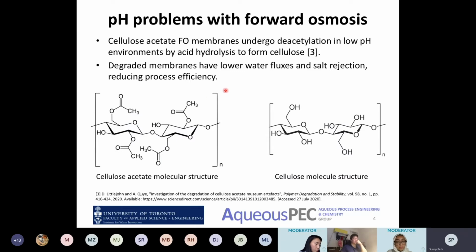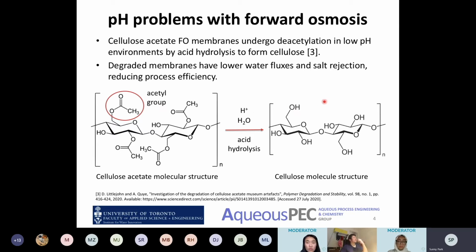Currently, low pH forward osmosis membranes are an unexplored area of membrane technology. Most FO membranes are made of cellulose acetate, which when exposed to low pH environments undergoes degradation. This happens as a result of acid hydrolysis, which in very, very general terms, in this case, refers to the reaction between cellulose acetate and water in the presence of an acid. This happens via the replacement of these acetyl groups with these OH groups.